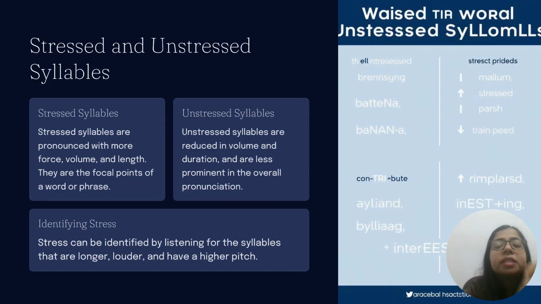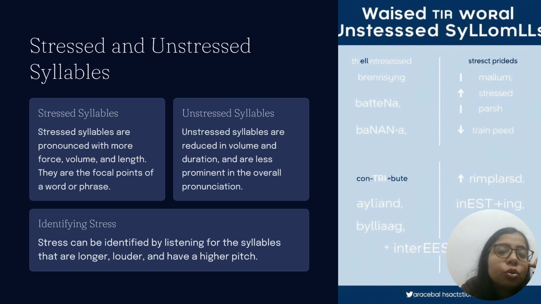Next is stressed and unstressed syllables. So stressed syllables are pronounced with more force, volume and length. They are the focal points of a word or phrase. Whenever we are talking with some syllables that are stressed, we provide more force to it. It has more volume, it has more length. We are stretching it, so we are providing it more length. They are the focal points of our word or phrase.